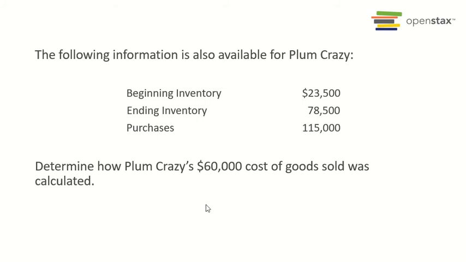Cost of goods sold is calculated using beginning inventory, what you have at the beginning of the period, plus purchases. That's the total you have for the period, right? And then you sell something, and we get the ending inventory. So beginning inventory plus purchases minus ending inventory is the cost of goods sold for the period.